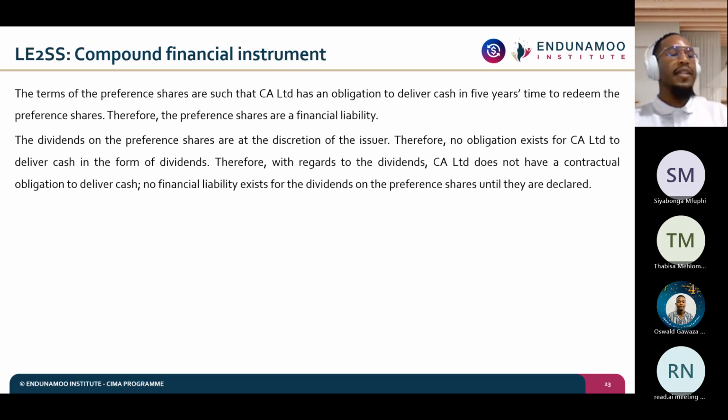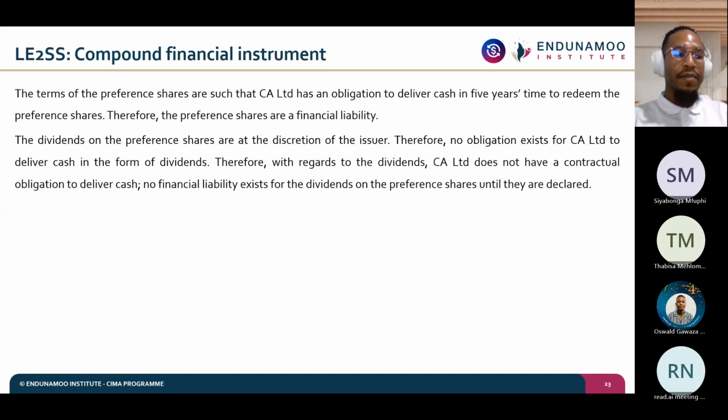So they will then say, we are declaring a dividend of 50 cents per preference share holder. And on the date on which they declare this, the declaration on its own creates a valid expectation on the part of the shareholder. And because the shareholders now have a valid expectation, it means CA Limited is essentially sitting with a gun to its head to deliver cash in the form of dividend. So at that point, the declaration of these dividends is what creates an obligation on the part of CA Limited to transfer cash to the holders of the preference shares.